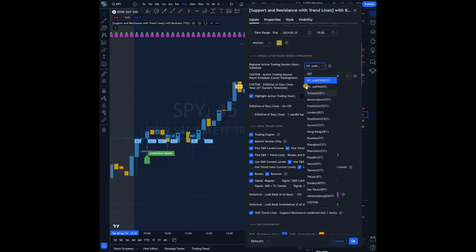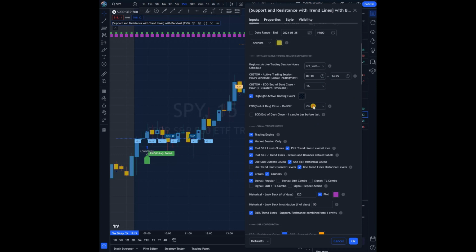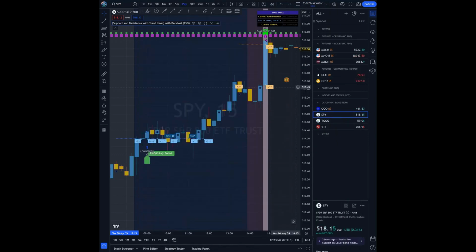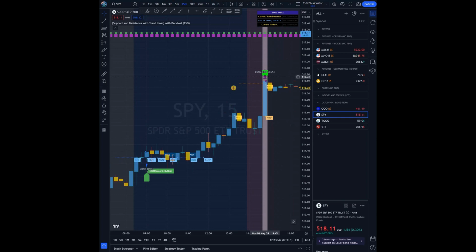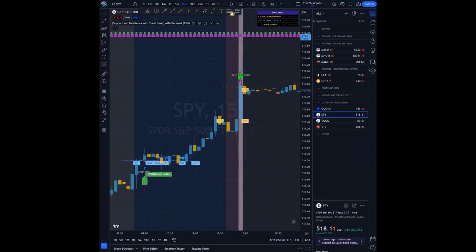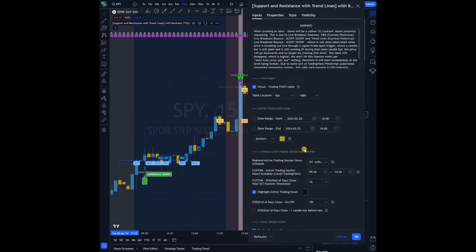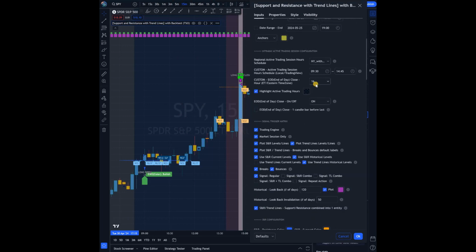If you select your region and turn end of day on, the last trade of the day will be the last bar of the session. So you don't have to determine at which hour it is. This is only if you want to customize it.